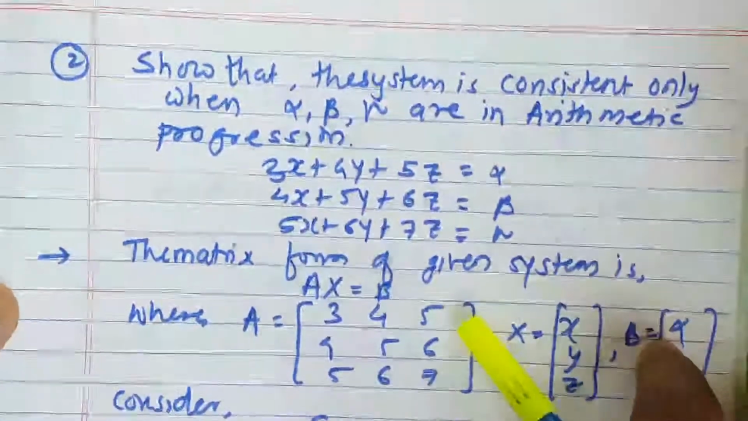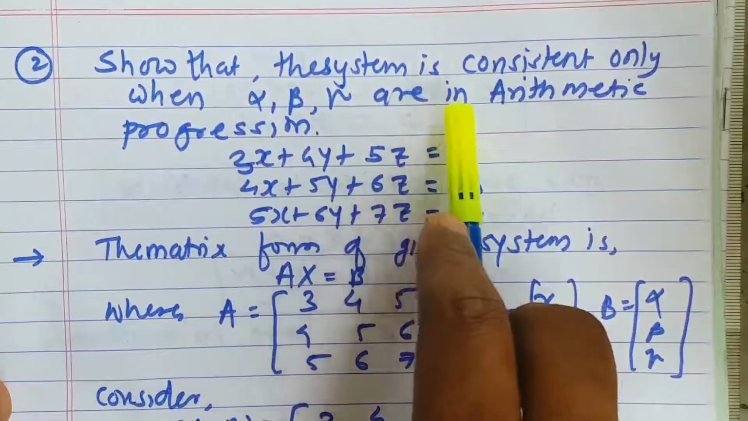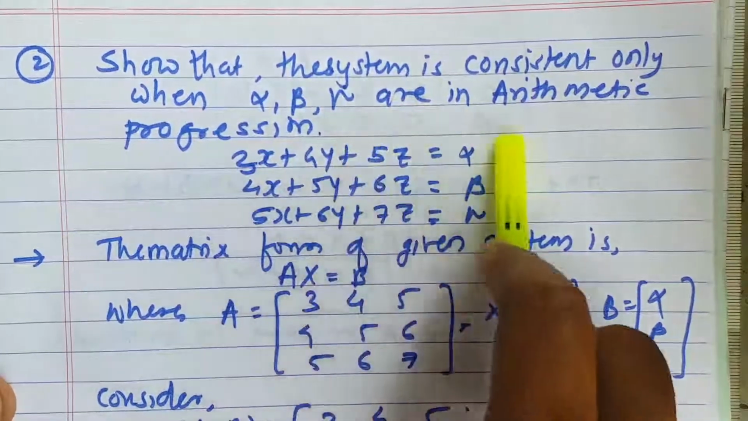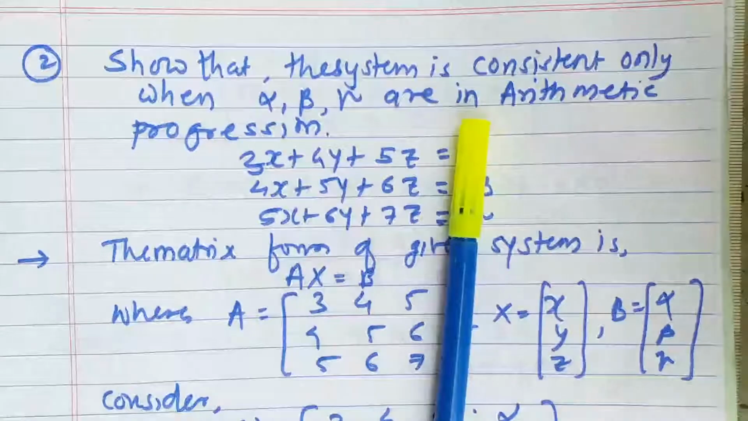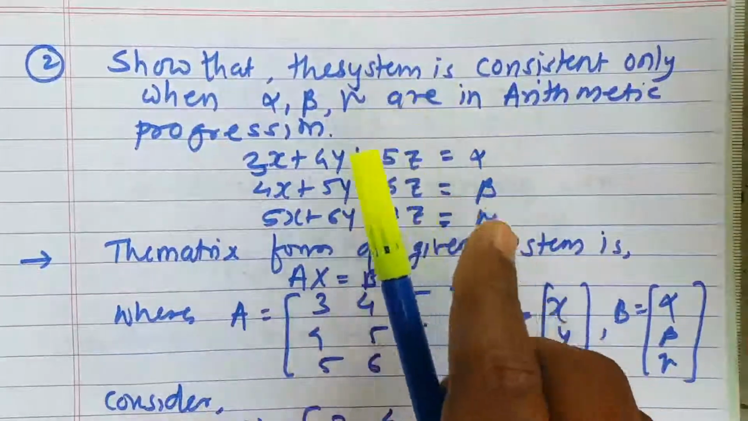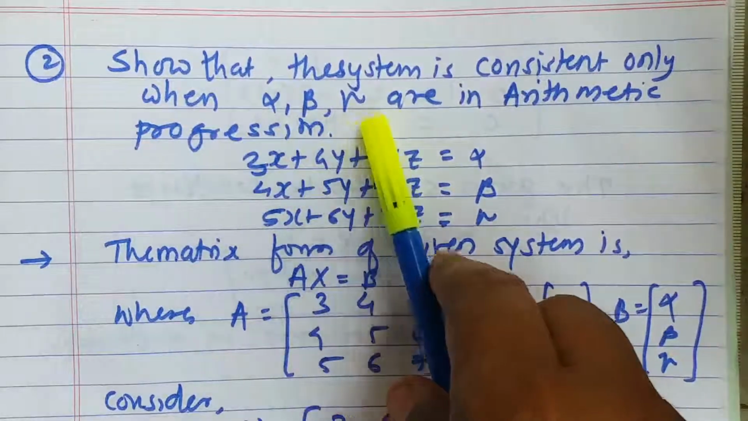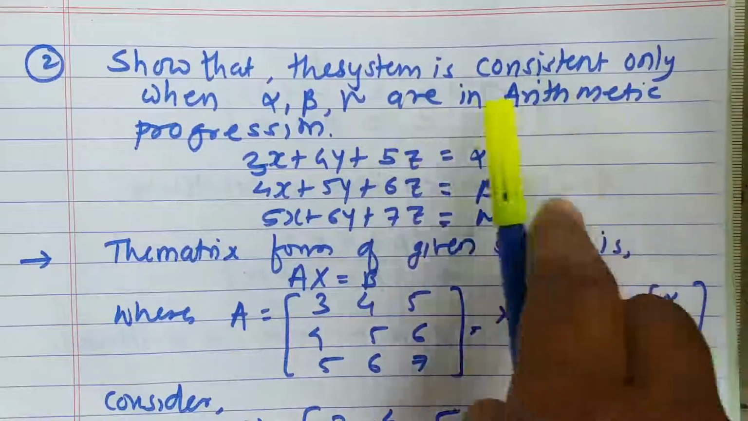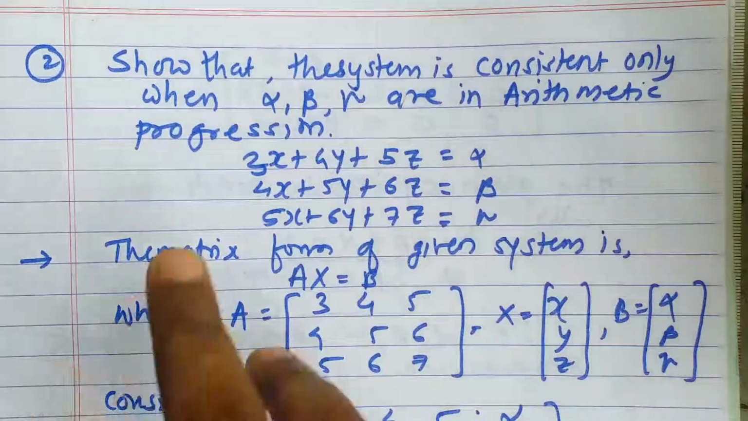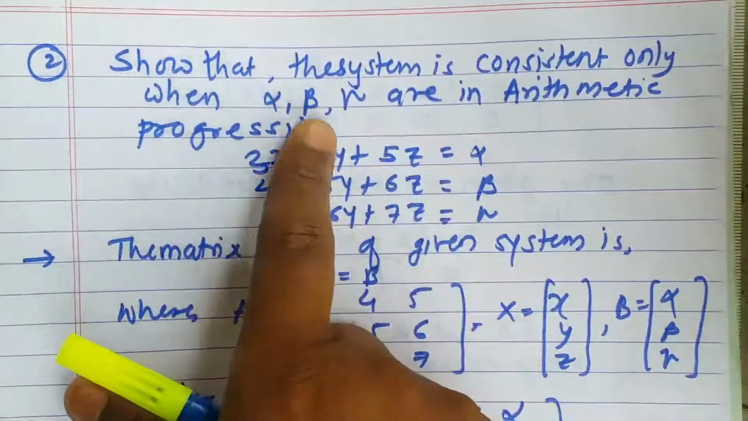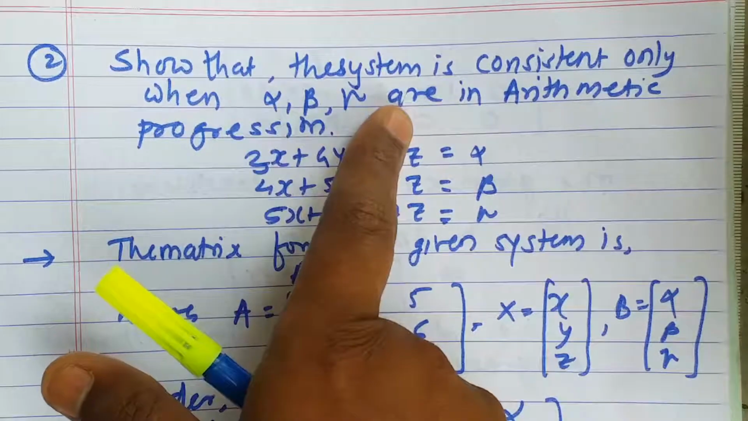This is quite a different example. Show that the system is consistent only when alpha, beta, gamma are in arithmetic progression. So we need to obtain the condition for consistency. The system is consistent when the rank of A equals the rank of AB. Under that condition we'll get one condition on alpha, beta, gamma such that they are in arithmetic progression. Now, three numbers are in arithmetic progression when the middle number is the average of the preceding and the next number.